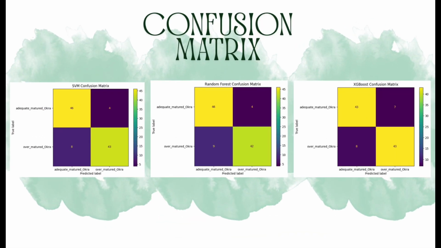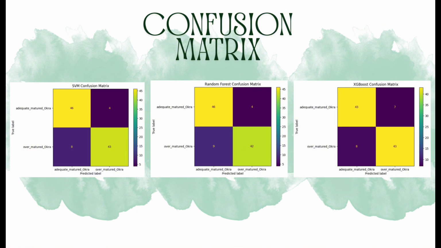So now let's take a look at the confusion matrix for our three models. This slide visually breaks down exactly where each model succeeded and where it made mistakes in total for our okra samples. So from the left, it is SVM, which got the highest accuracy at 88.12%. The middle one is the random forest.